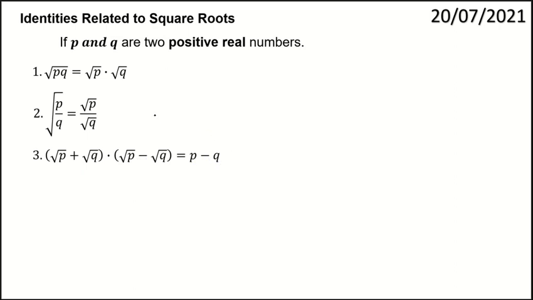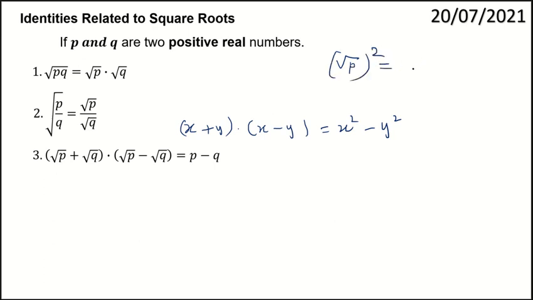This comes from the identity x plus y into x minus y is x square minus y square, where x and y are root p and root q respectively. So, root p whole square is nothing but root p into root p, which is nothing but root p square.